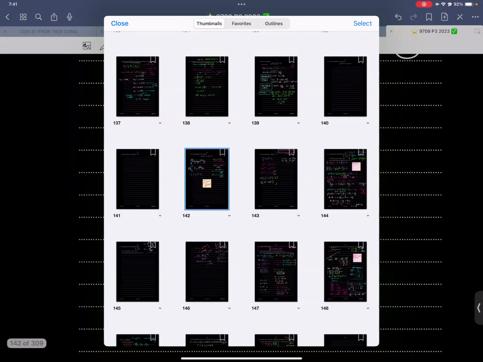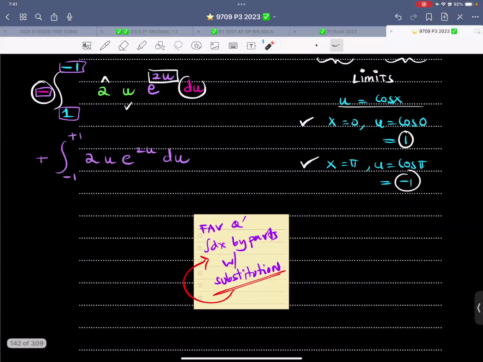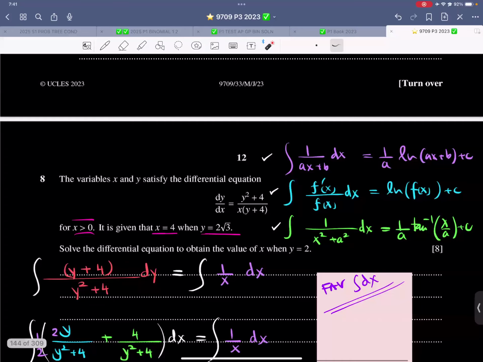Okay, let me just double check. This is 7 part A, this is 7 part B, and then there is 8. Okay, now let's look at the question.